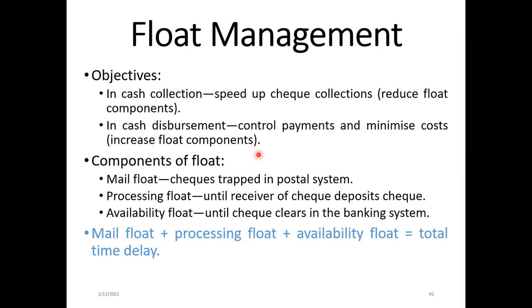So this means mail float: the check is trapped in the postal system. Then processing float: until the receiver of the checks deposits the checks. And availability float: until the check is cleared in the banking system.